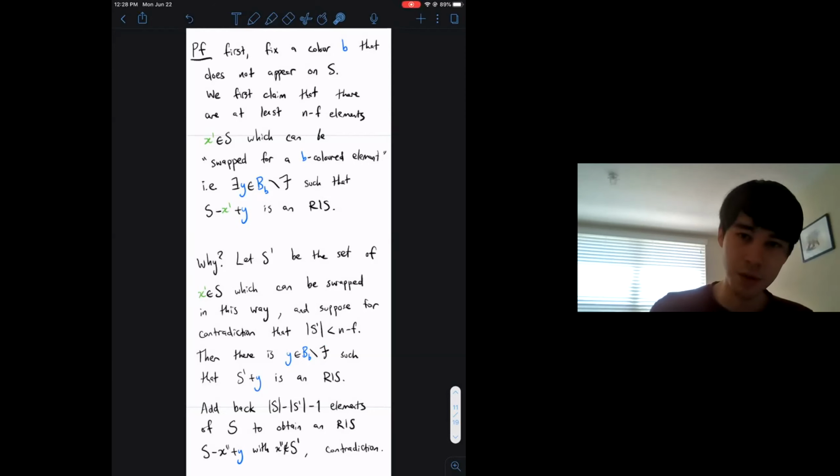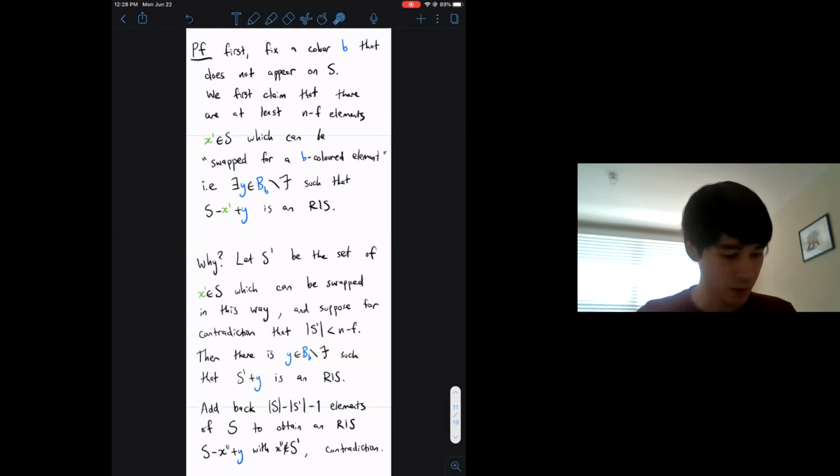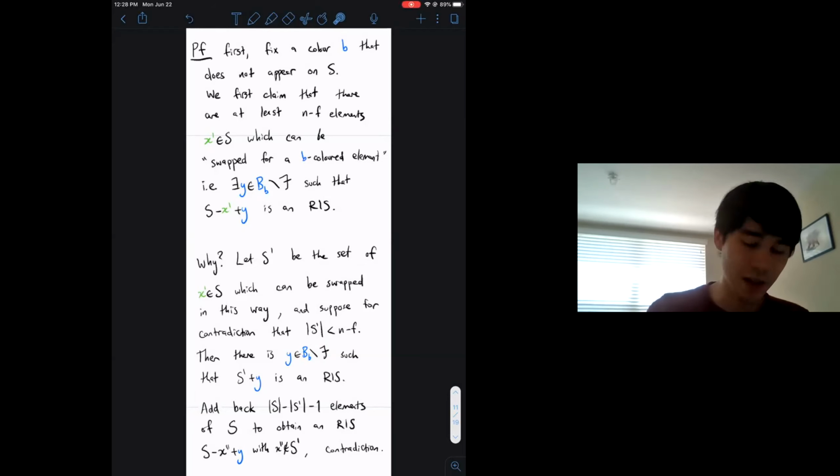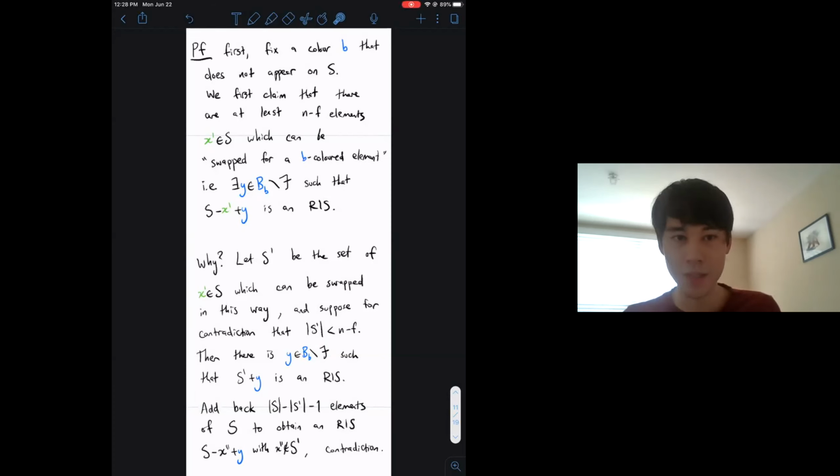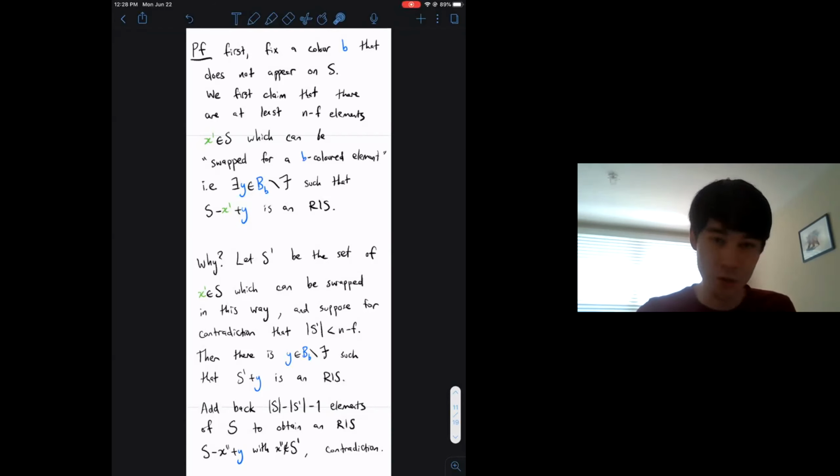So the family has at most f B colored elements, but in total there's n. So because S prime has size less than n minus f, one of these B colored elements which does not appear in the family must be independent to S prime. Okay, so I get a rainbow independent set, and then I use the Matroid property. The Matroid property says that if I have two independent sets of different sizes, I can sort of add elements from the bigger one to the smaller one, and I can repeat this until they have the same size. So I'm going to do this.